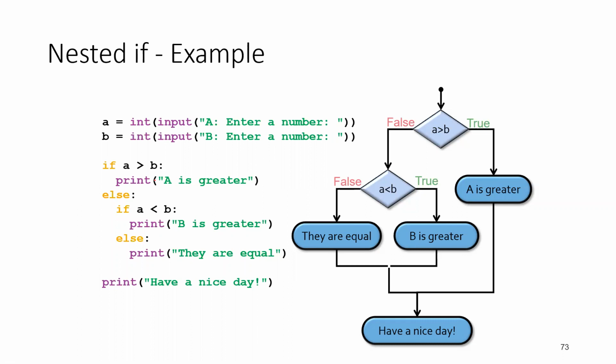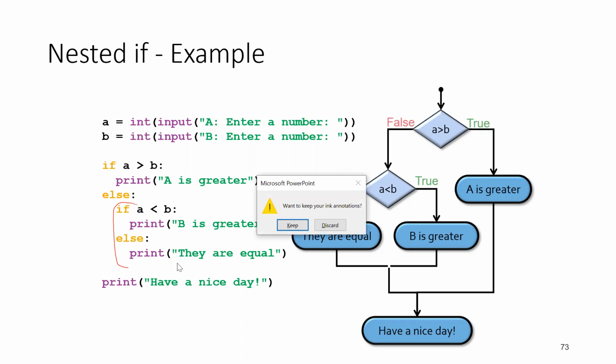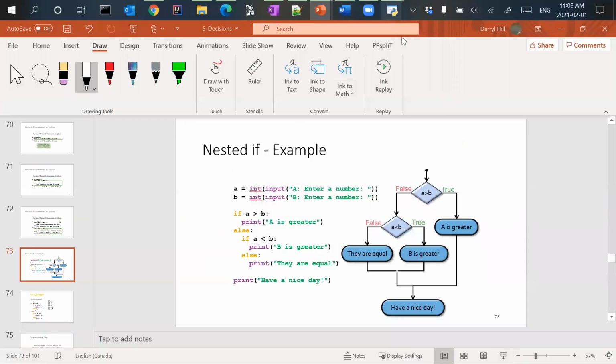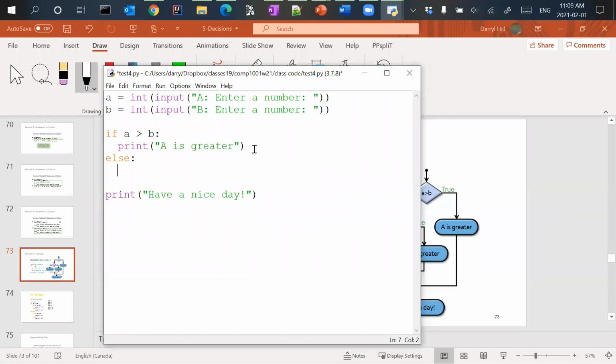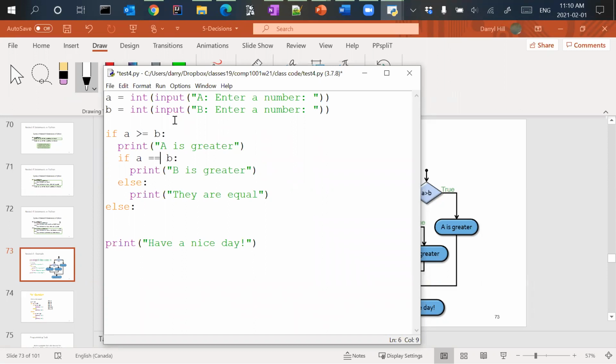All right, now you have to be careful with your indentations. So I could do something like this. Let's say I take this and I put it in the if block. So if A is less than B, or A is greater than B. I could say if they're equal, then print they are equal.